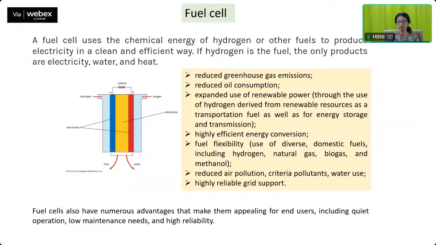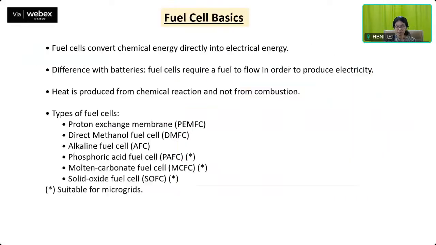Then there are no criteria pollutants coming into the picture here, and it's a highly reliable grid circuit. Fuel cells also have numerous advantages that make them appealing for end users, including quiet operation, low maintenance needs, and very high reliability.